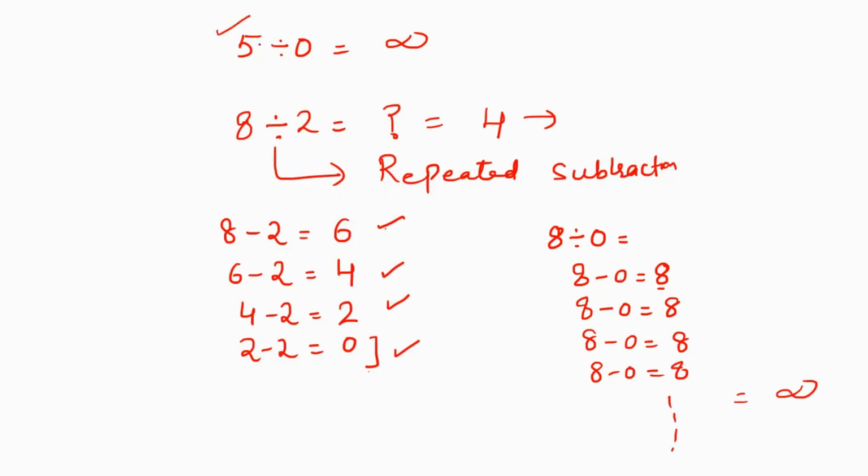That's the same with our example 5 divided by 0. If I subtract 5 minus 0, I'm getting 5. Again 5 minus 0, I'm getting 5. Again 5 minus 0, I'm getting 5. So that's why I don't know where it will end. So its answer is known as infinity or not defined.